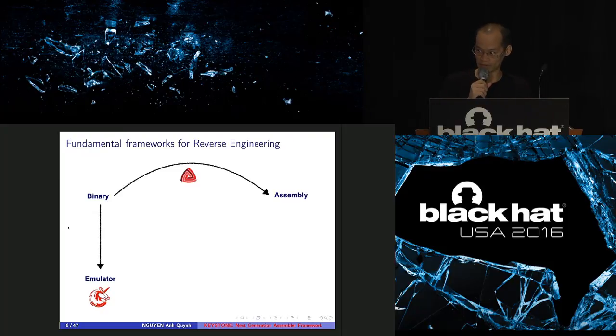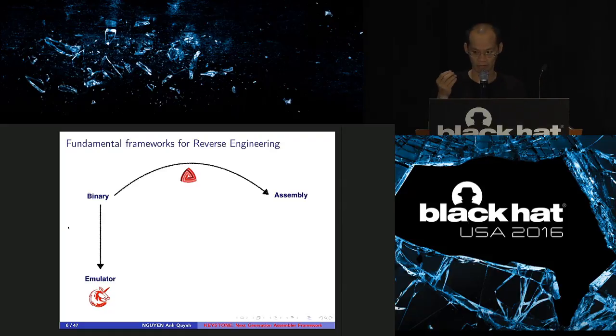From binary, we can disassemble using Capstone and get back the assembly. After that, you can do a lot of binary analysis on assembly. You can also feed the binary to the emulator and watch the code behavior. So the question is, what is missing here?